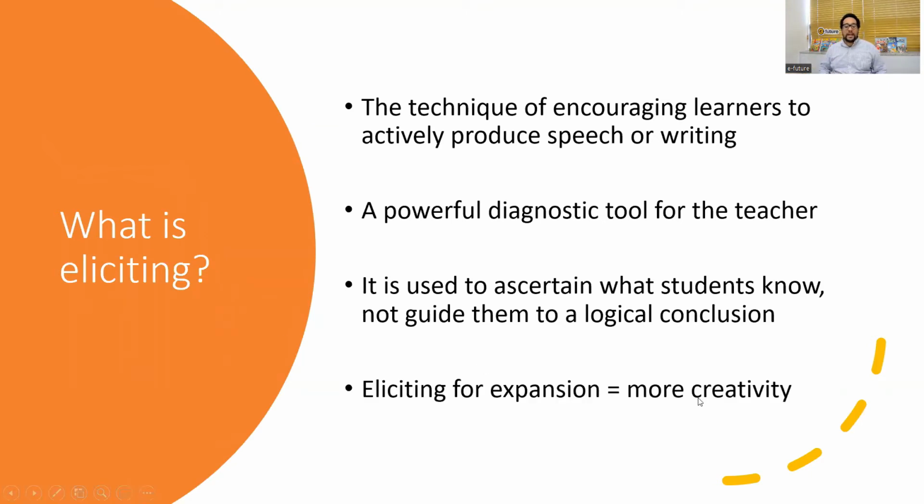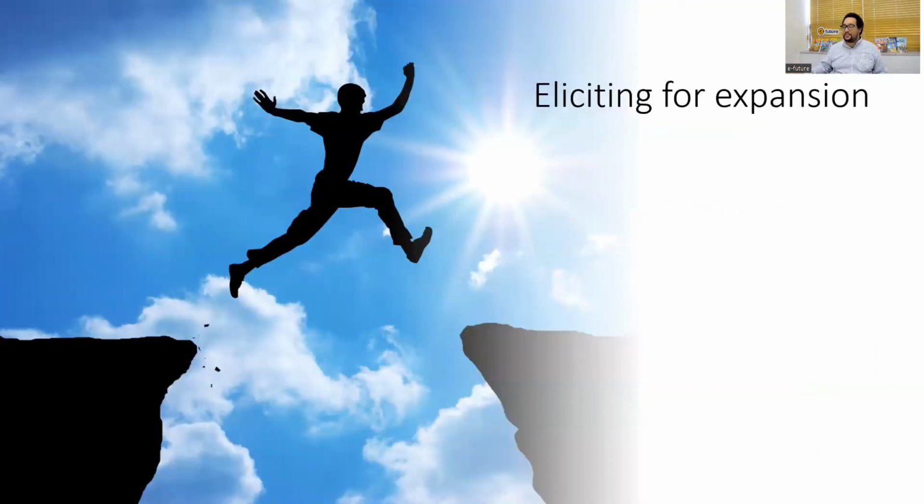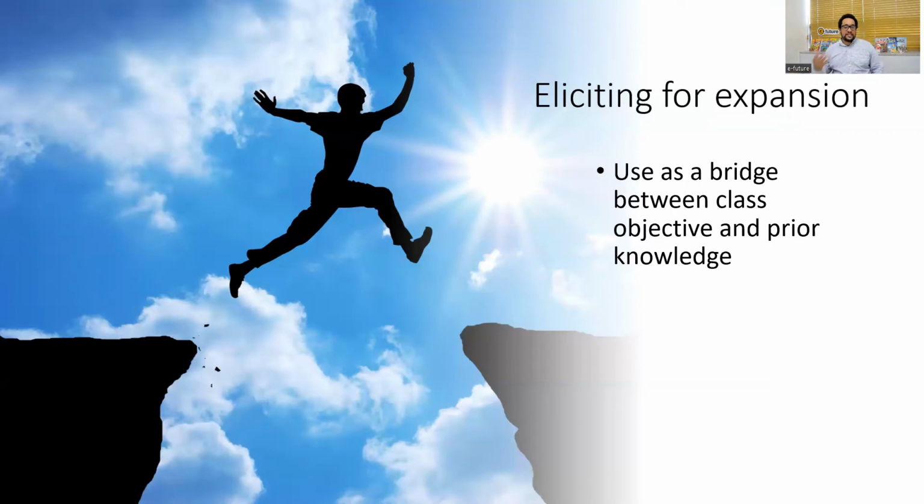And eliciting is for expansion. And when we elicit for expansion, we're getting more creativity into our class. We're incorporating that creativity. And when I say eliciting for expansion, we're using elicitation as a bridge between the class objective and the student's prior knowledge. So the stuff that they learned yesterday, a week ago, a month ago, a year ago, all of that still applies to your current class. Even if it's not directly connected to the main point, you still want to make sure that you can incorporate it and connect it to the things that they already know, whether it's a grammar point, vocabulary, or whatever.